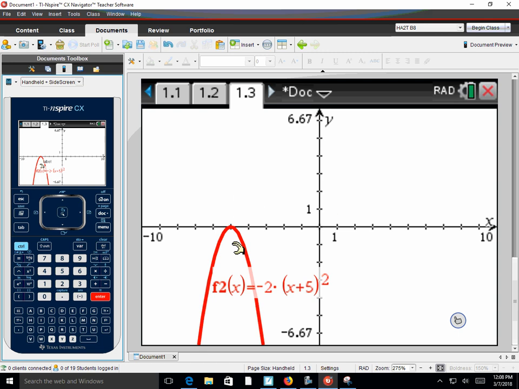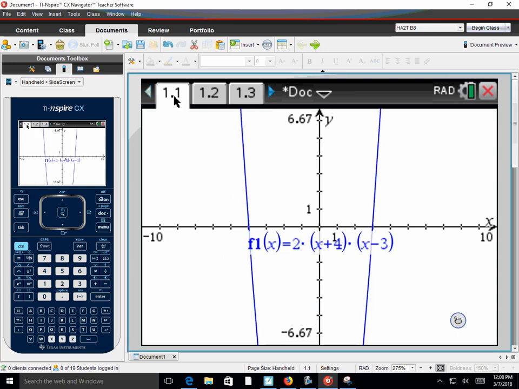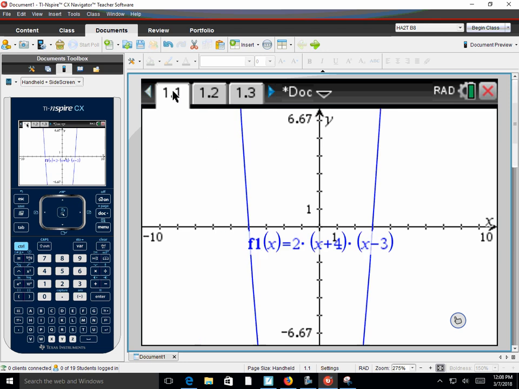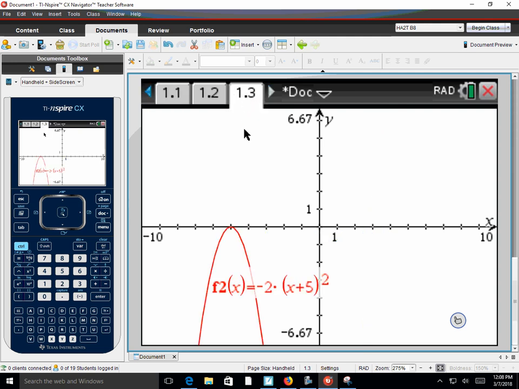But how is this graph different than this graph? Well, all right, this one has only 1 zero. What else is different about the zeros themselves? Here the graph is crossing through the x-axis, and in this graph, it's bouncing off the x-axis. Does that make sense? Okay, so that's what this page is about.